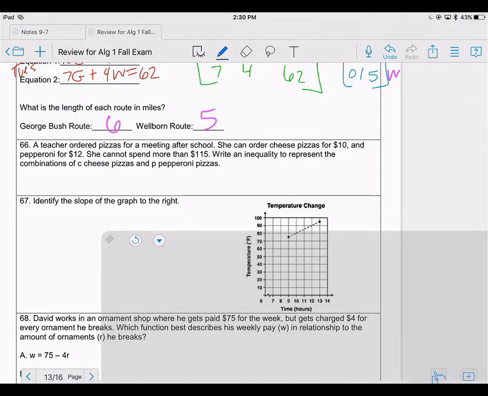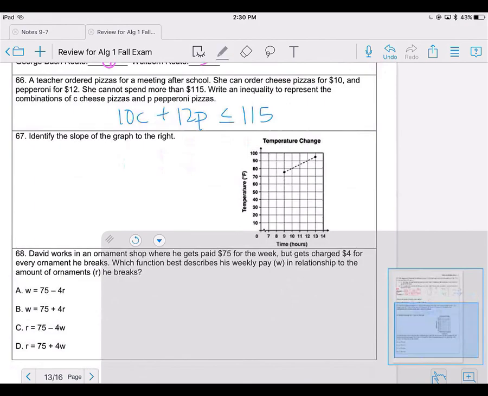So money plus money equals money. Cheese are $10, and we're going to get $12 pepperoni pizzas. We don't know how many of each, so we use C for cheese and P for pepperoni. She cannot spend more, so what she's spending on the pizzas has to be less than or equal to 115. So 10C plus 12P is less than or equal to 115.